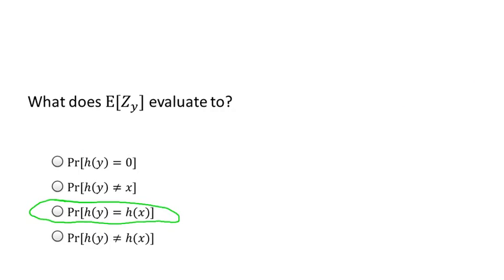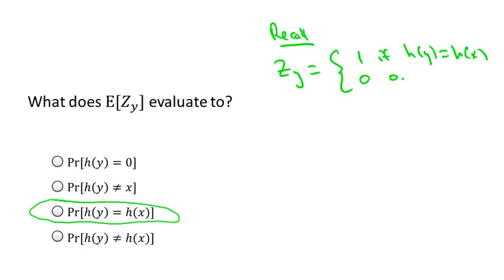Okay, to answer this quiz, it's the third one. The expected value of Z_y is simply the probability that x and y collide. That just follows from the definition of the random variable Z_y and the definition of expectation. Namely, recall, how did we define Z_y? This is 1 if this object y in the hash table happens to collide with the object x that we're looking for under the hash function, and 0 otherwise. Again, this will be 1 for some hash functions and 0 for other hash functions.